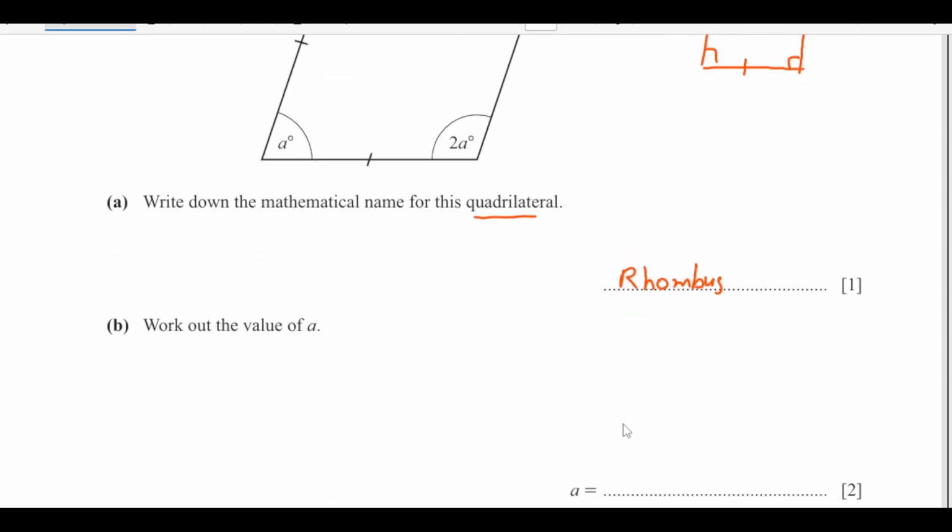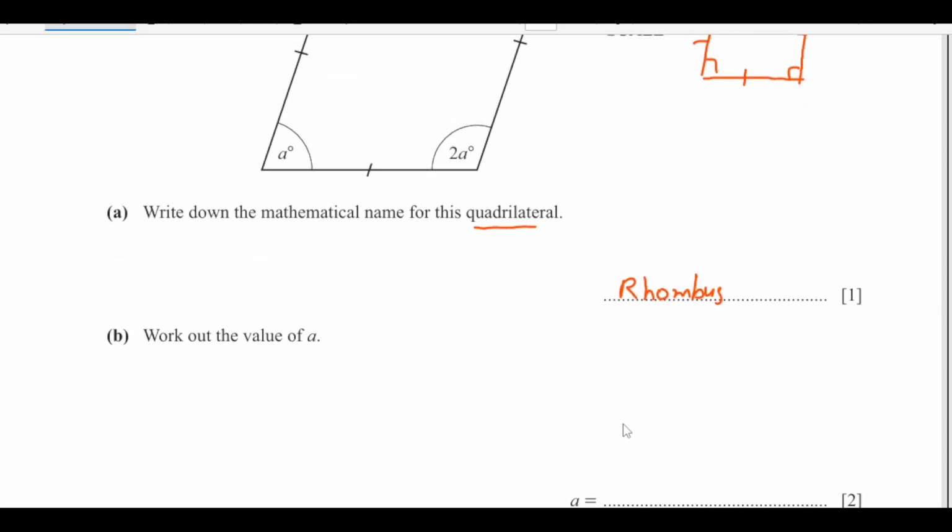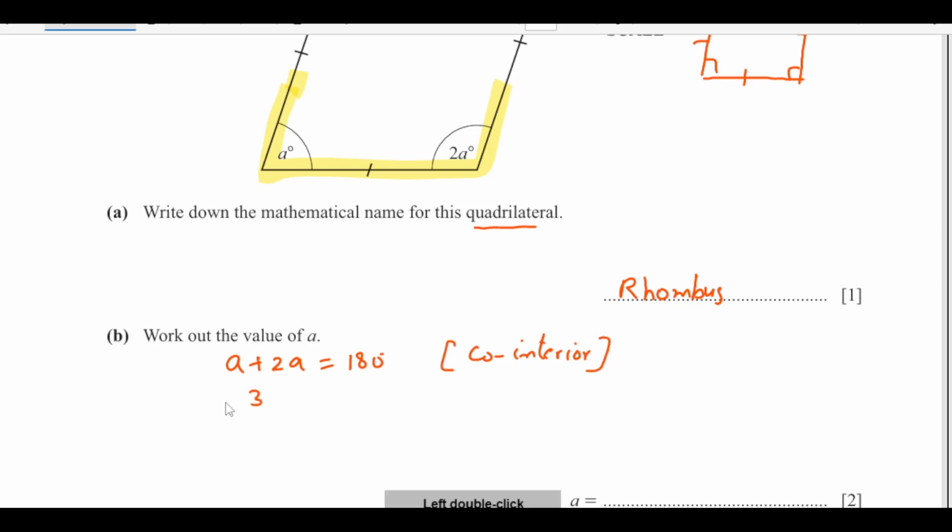Now work out the value of a. Now a and 2a, they are co-interior angles. This angle from here to here, they make a C shape, right? So then the sum of these angles is 180. So a plus 2a is 180 because they are co-interior angles. So this is 3a equals 180, divide by 3, divide by 3. So a is 60.